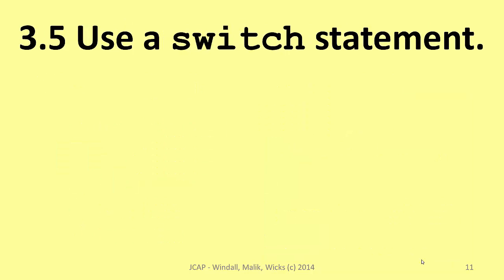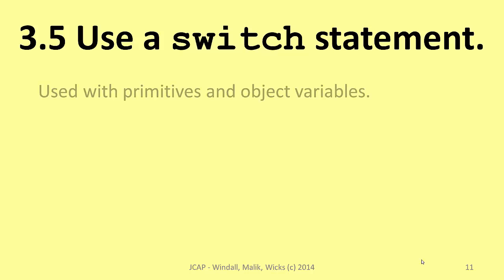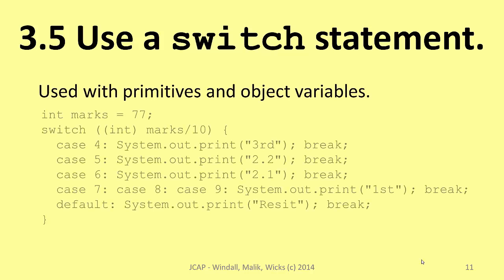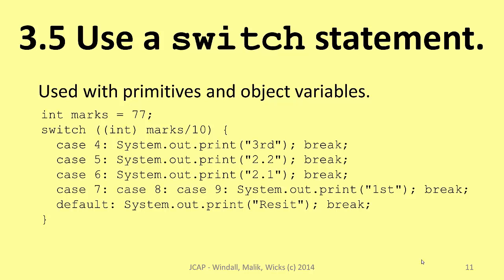So let's move on to 3.5, using a switch statement. These are used with primitive and object variables. Let's have a look at some code. Let's suppose that you've done a test and you've got 77%. Now I know that's low for you, but stick with me, it's a Java example. What we're going to do is check which class of result you've got.